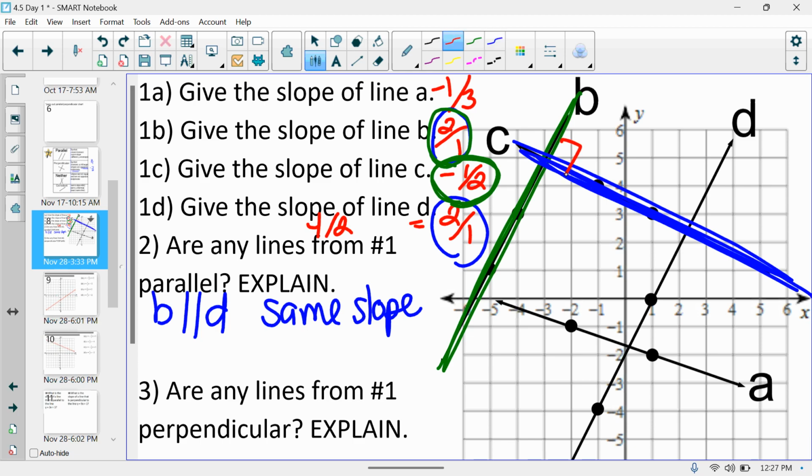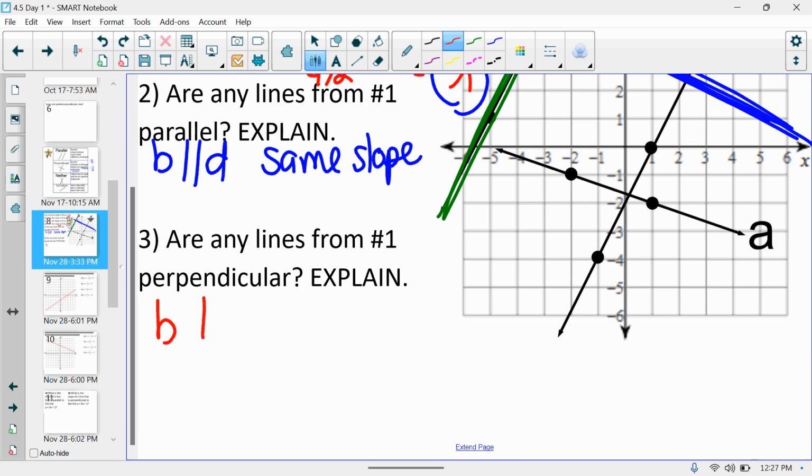Doesn't it look like that's a right angle? But the reason we know for sure that B is perpendicular, there's the abbreviation for perpendicular. If you don't want to write out the word, it's like an upside down T. How we know they're perpendicular is because the slopes are opposite reciprocals.